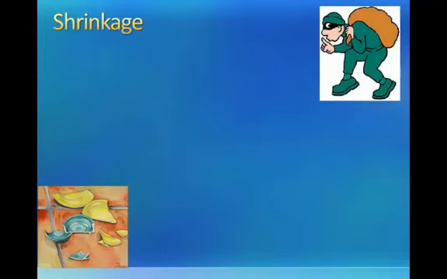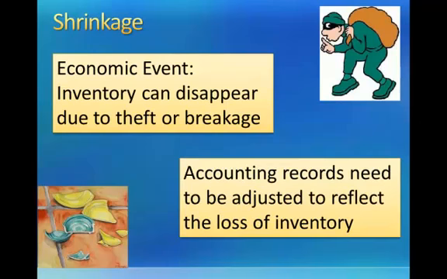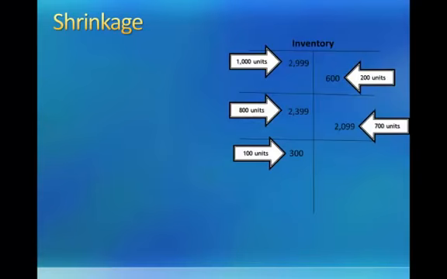Let's start with shrinkage. Shrinkage is an economic event that occurs because inventory disappears due to theft, breakage, or other unknown reasons. Accounting records need to be adjusted to reflect the loss of the inventory from shrinkage. How do we do this? We first start by examining our inventory account.